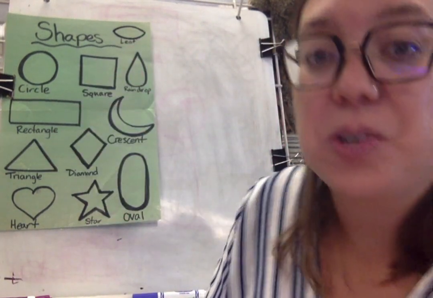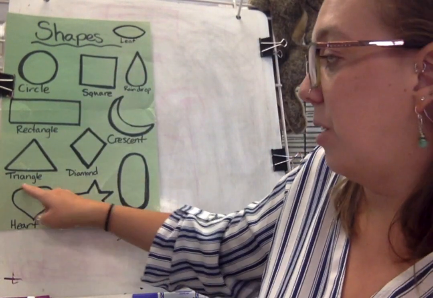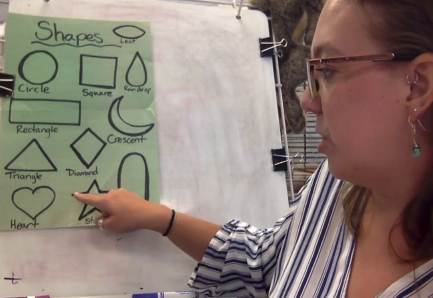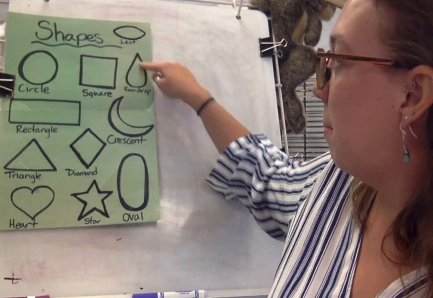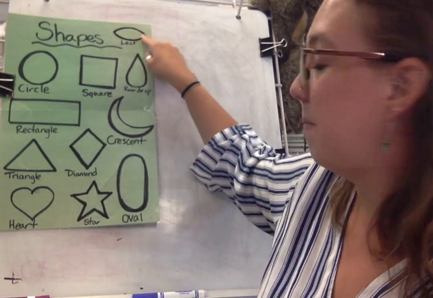I'm going to point out each one on my poster over here. Here's the heart. Here's the star. Here is the raindrop. And here is the leaf.